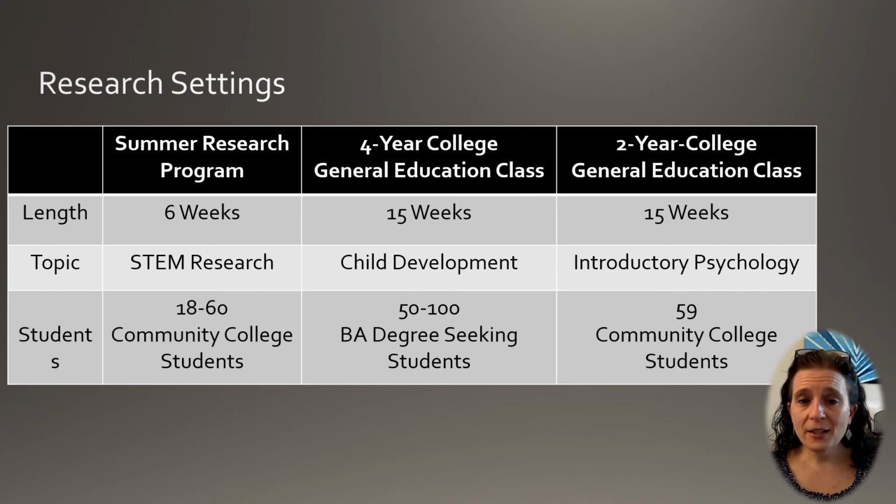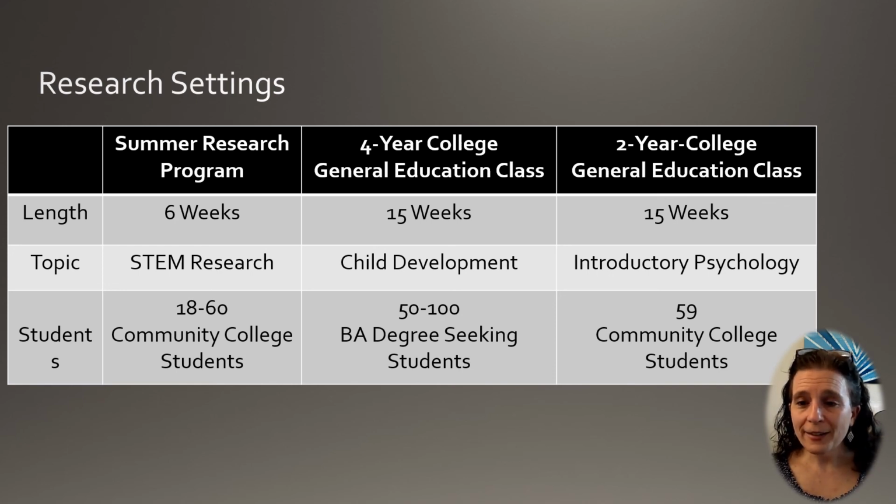The second set of data I'm going to tell you about comes from my child development class, which is a 15-week class. I've already talked to you about some of those assignments. The class has held anywhere from 50 to 100 bachelor's degree seeking students, and generally it's just under 50% of students who are underrepresented ethnic minority or first generation.